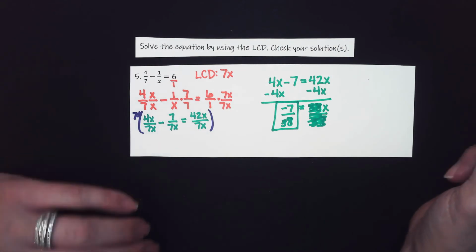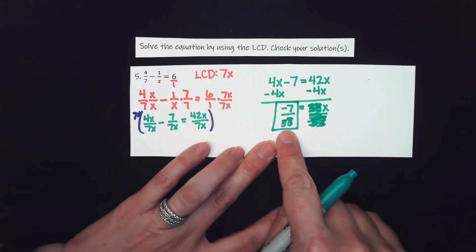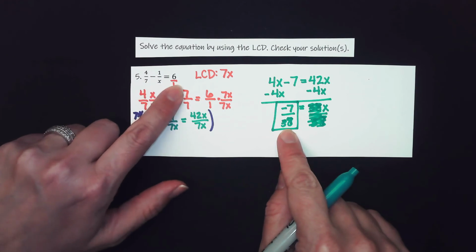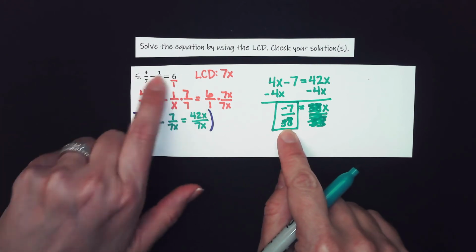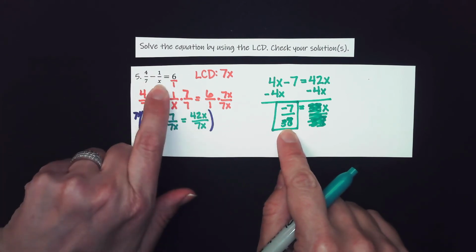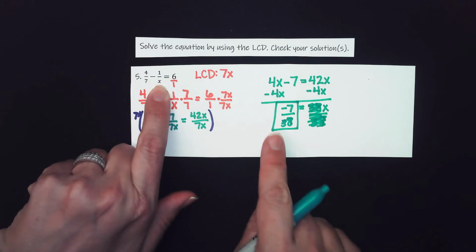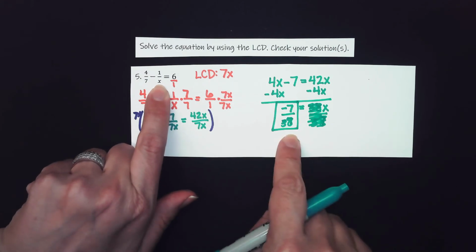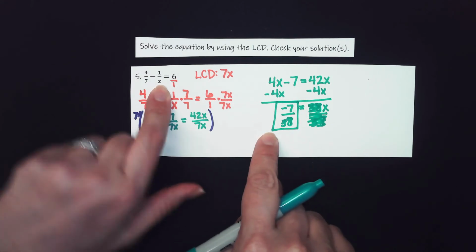It's the exact answer. Okay? Now, checking solutions, if I were to plug that in for x, I only have to look at the denominator that has an x in it. Would it be a 0 in the denominator? No, my denominator would be negative 7 over 38. So it works on this problem.